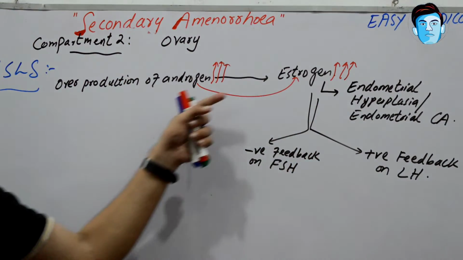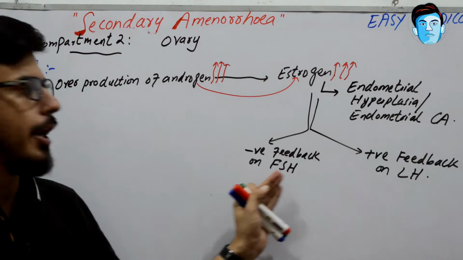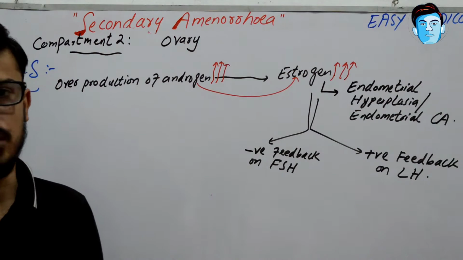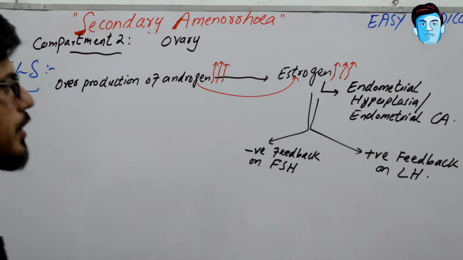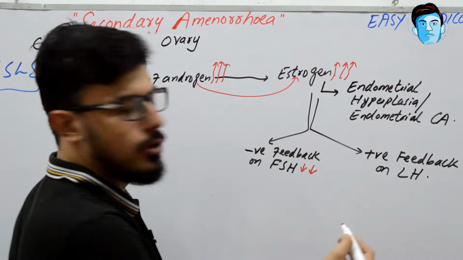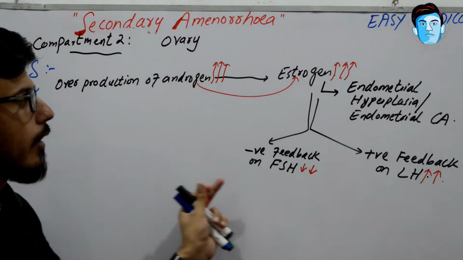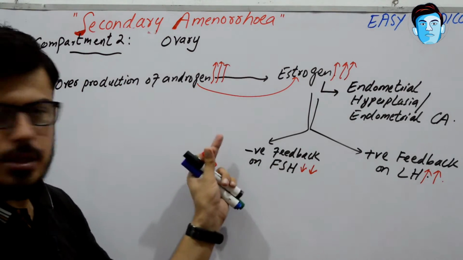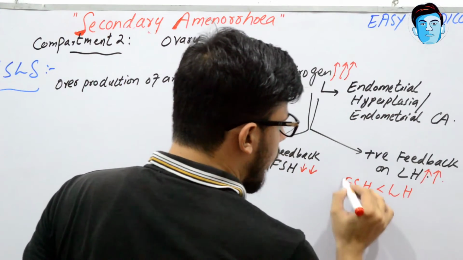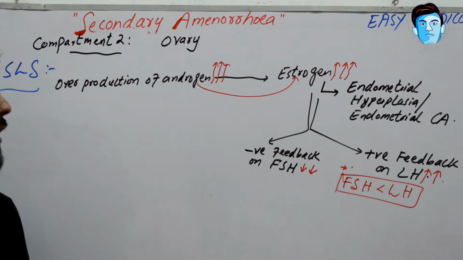So in normal menstrual cycle, estrogen has a negative feedback on FSH, it has positive feedback on LH. So in PCOS there is more level of estrogen. If there is more level of estrogen, it means the FSH level will be low as compared to the value of LH, so the LH will be more. So if you see the ratio of FSH and LH in the condition of PCOS, the FSH value will always come less than the value of LH. So this is important.